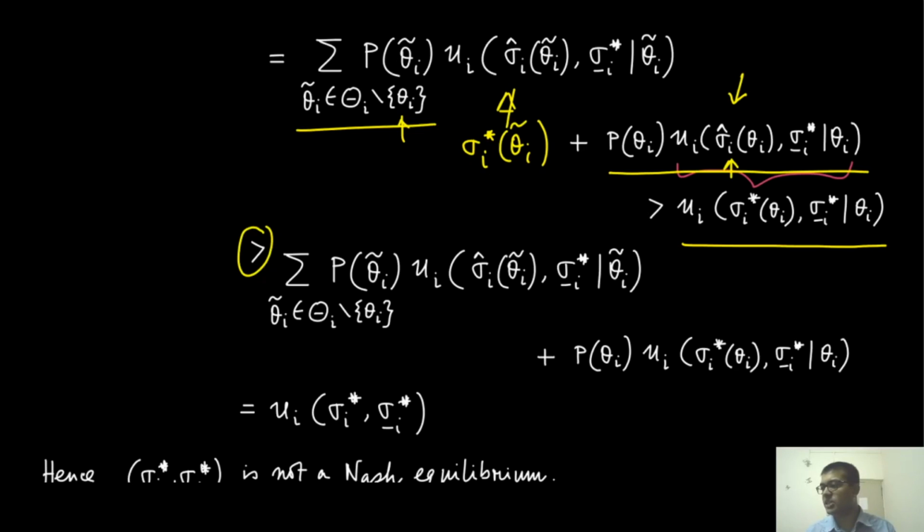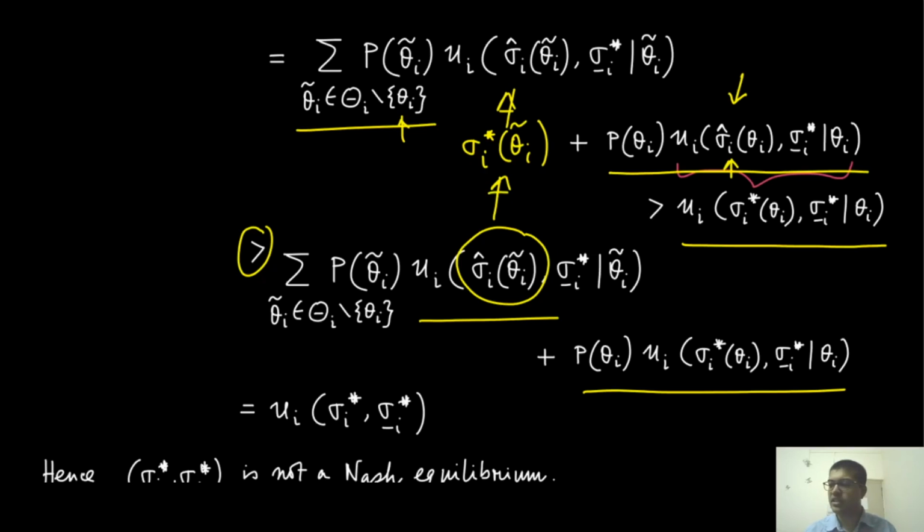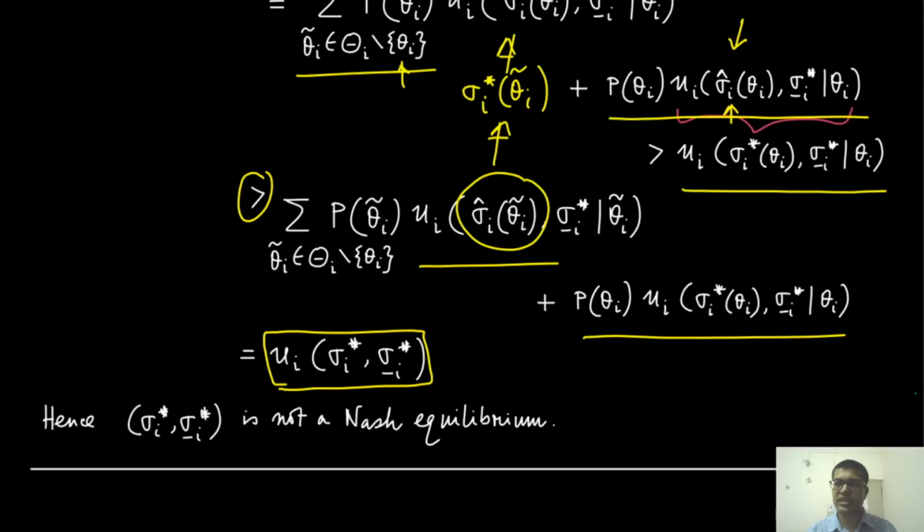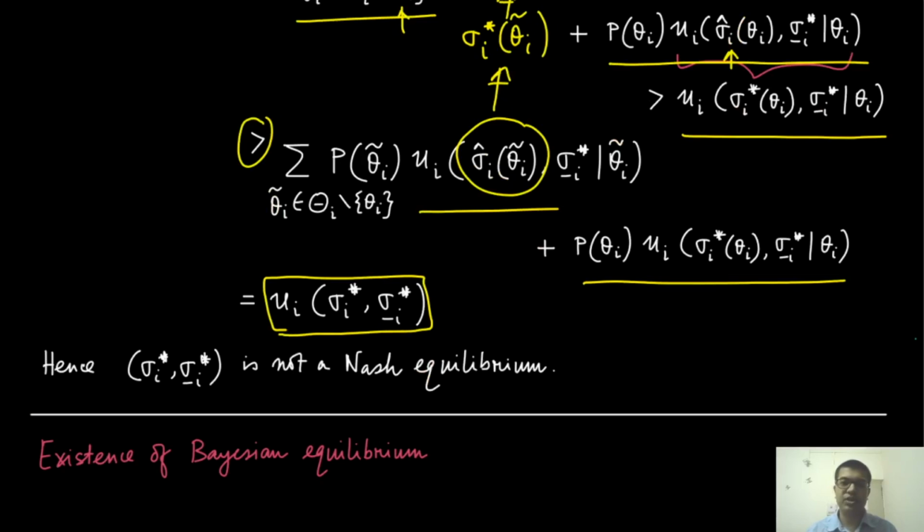This sum will be strictly more than this utility, and we know that this can be replaced with sigma i star theta i tilde. So therefore, what you get on the right hand side is the utility at sigma i star, sigma minus i star. So we have actually found one mixed strategy for player i which strictly improves the utility of player i over sigma i star, sigma minus i star. So therefore this cannot be a Nash equilibrium either. Hence this is proved. We started with something that is not a Bayesian equilibrium, we showed that it is not a Nash equilibrium, and therefore the other direction is also proved.